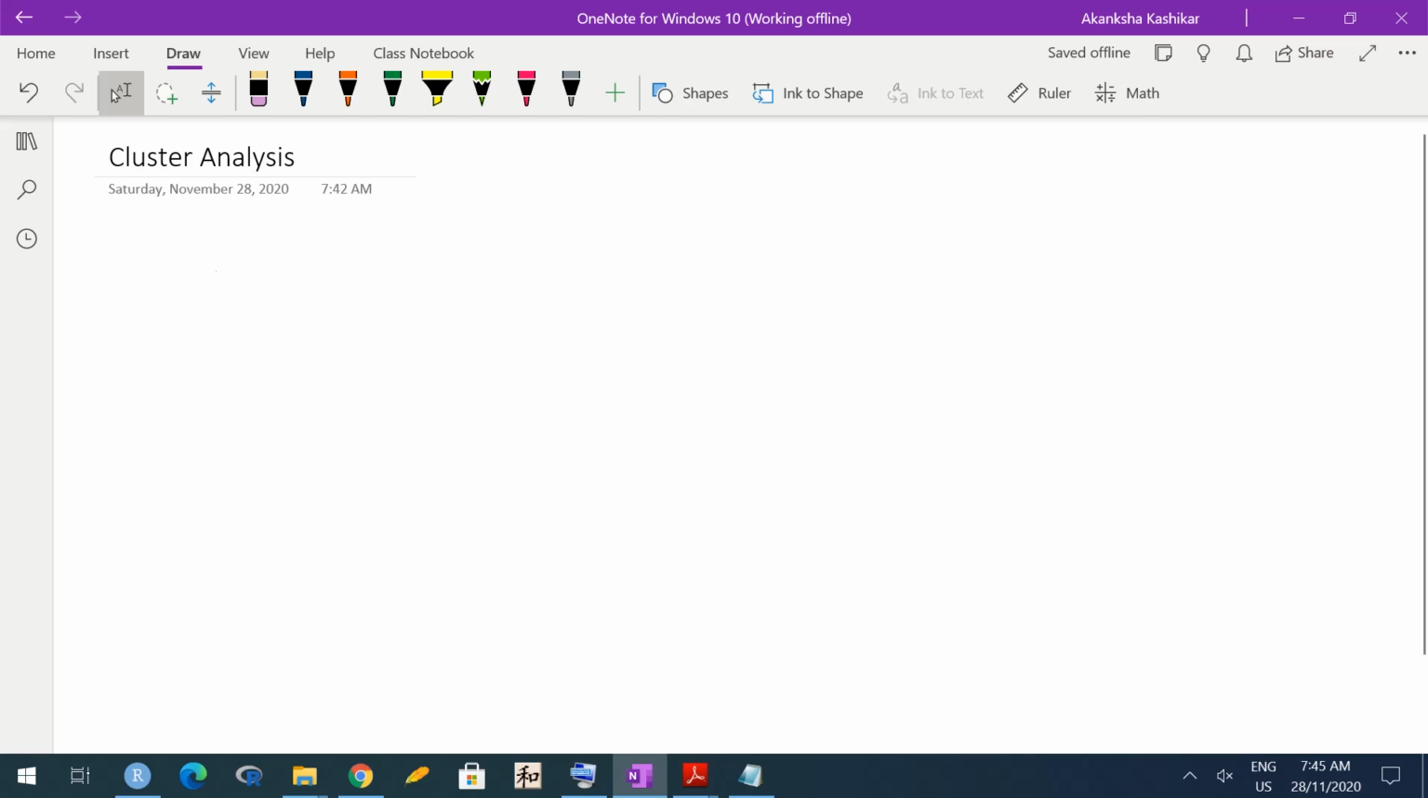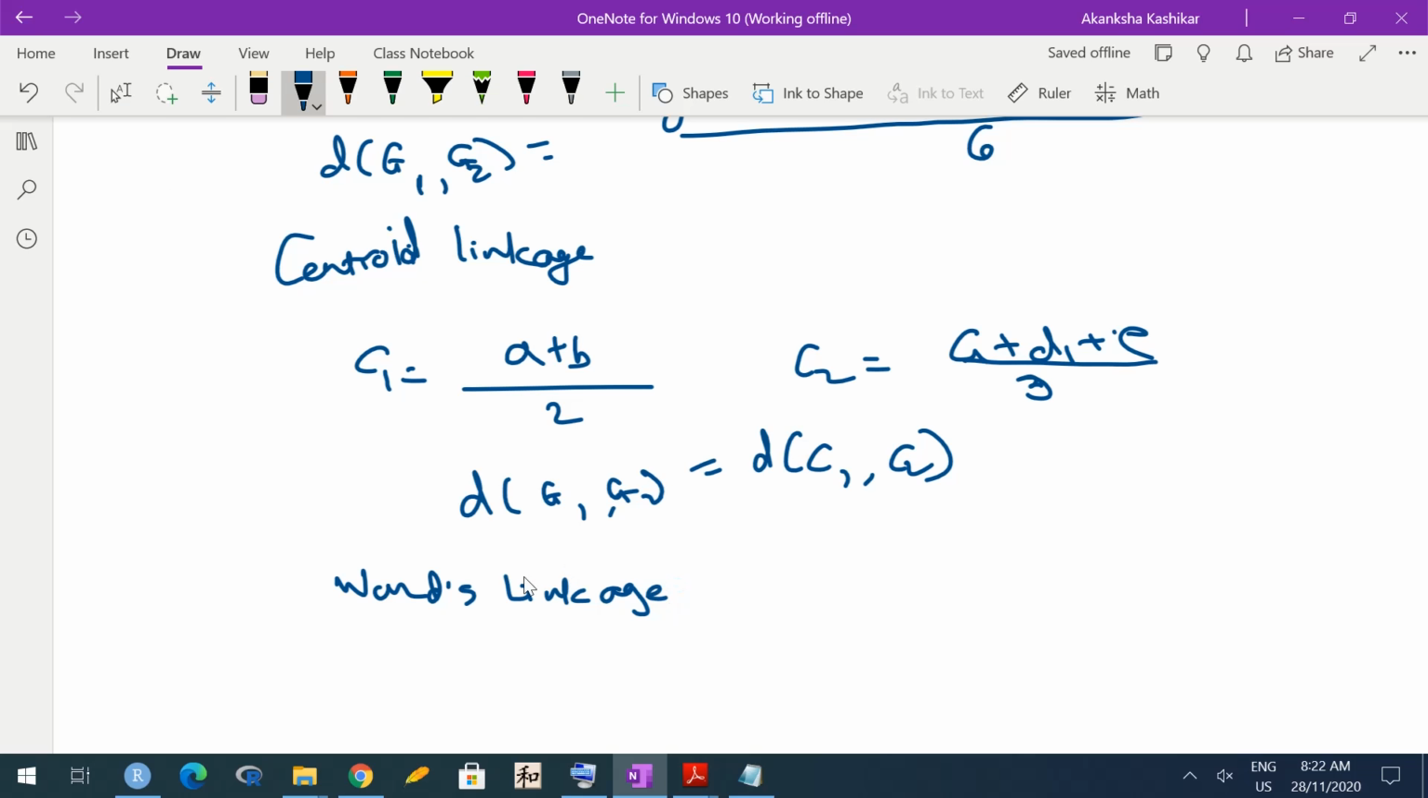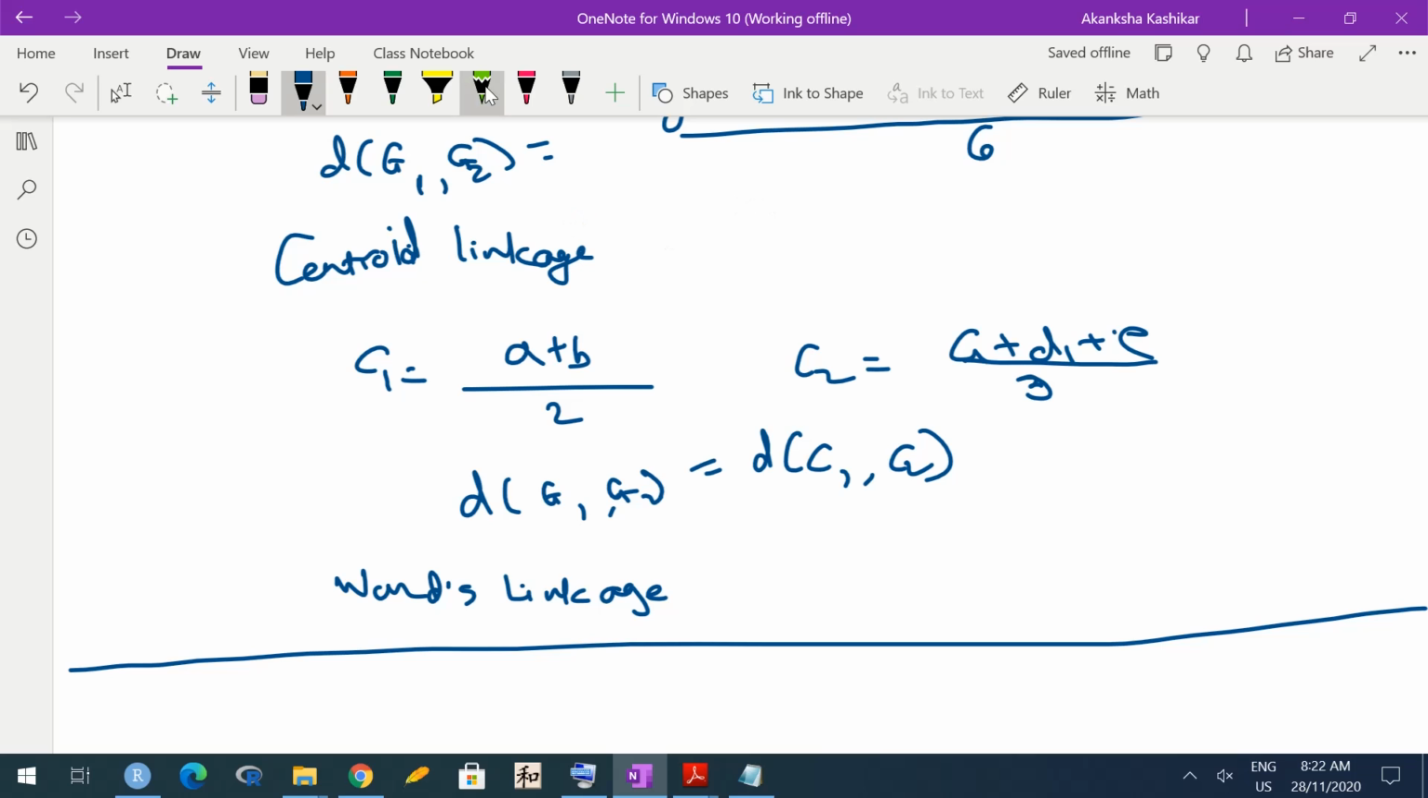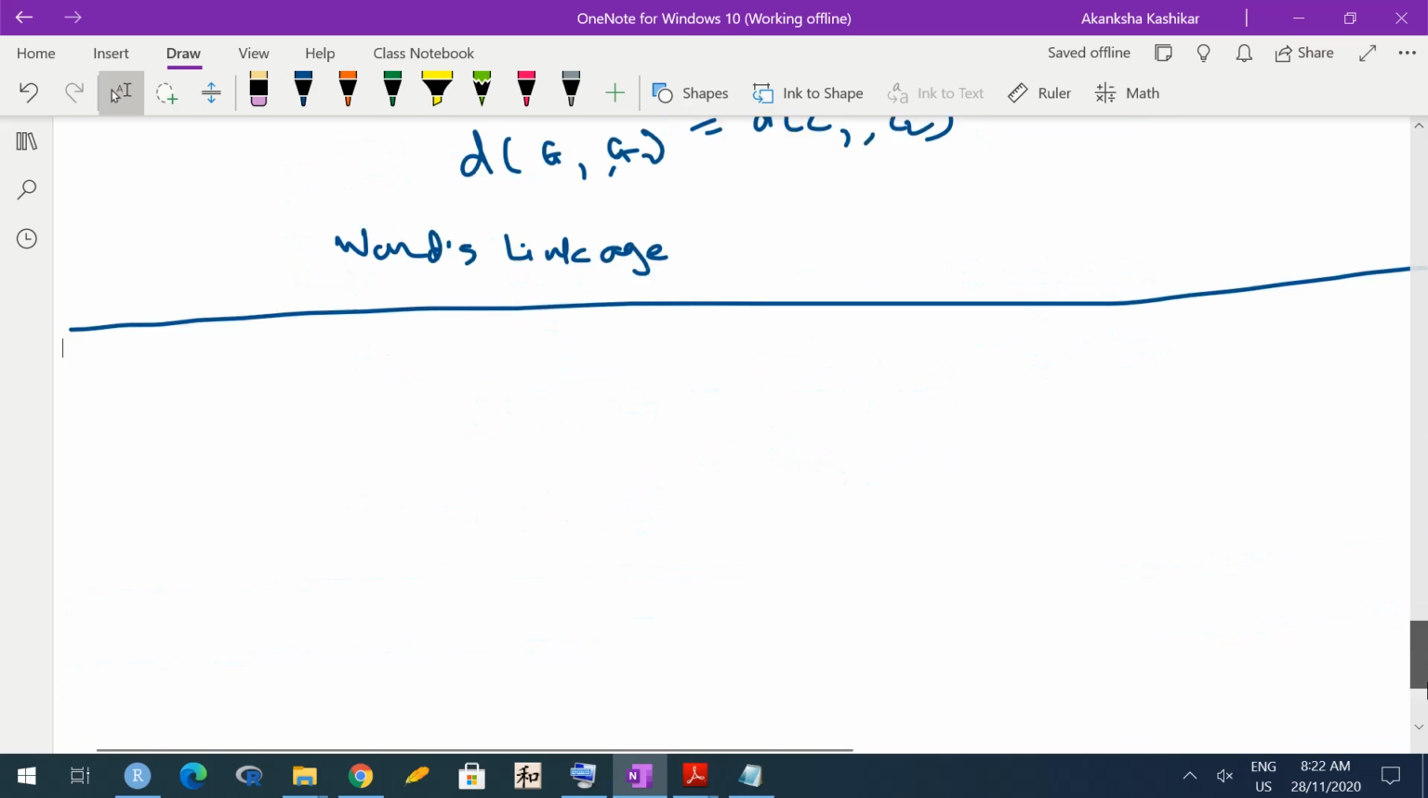Hello everyone. Now that we have some tools at our hand, that is the distance functions and the linkage methods, let us go to the actual cluster analysis procedure. So let me list down the steps and then we will try with one example.